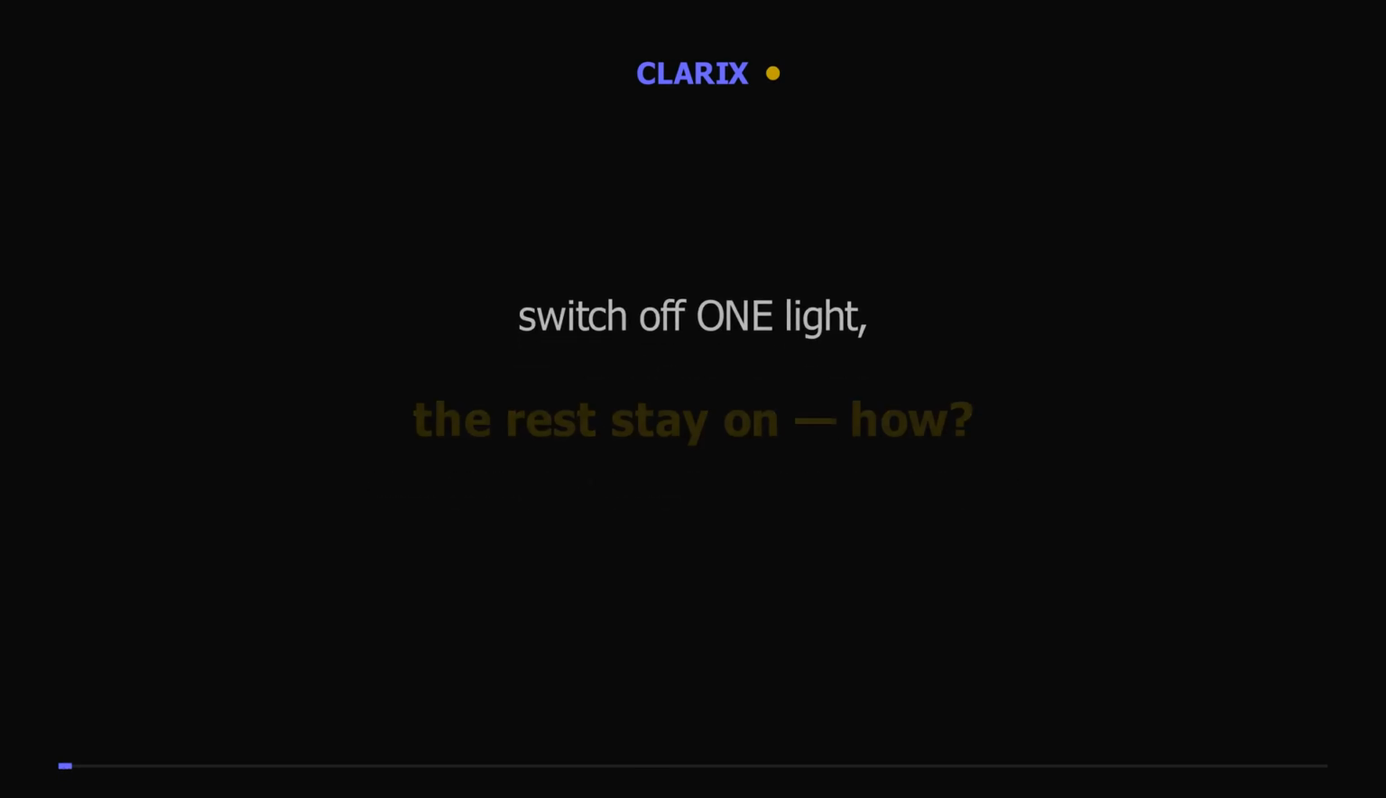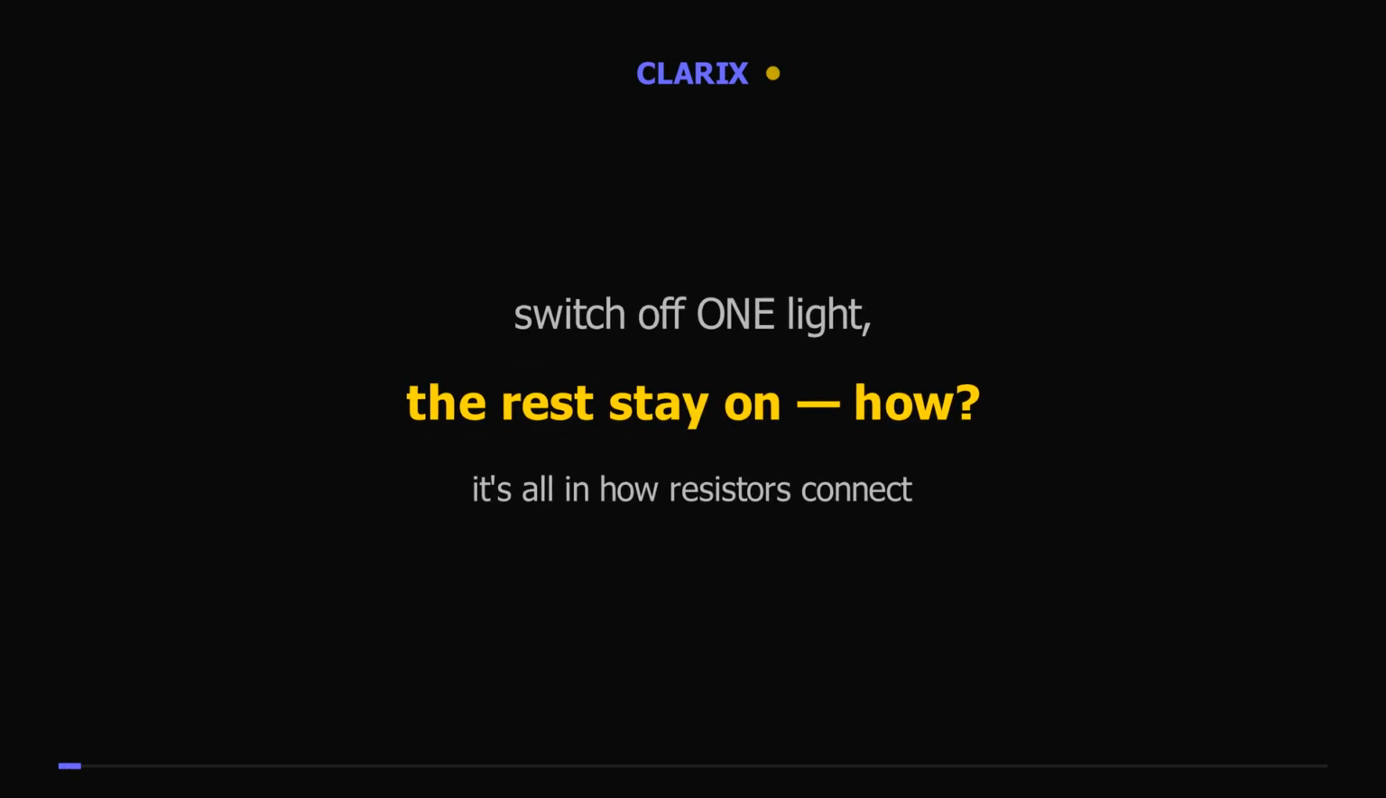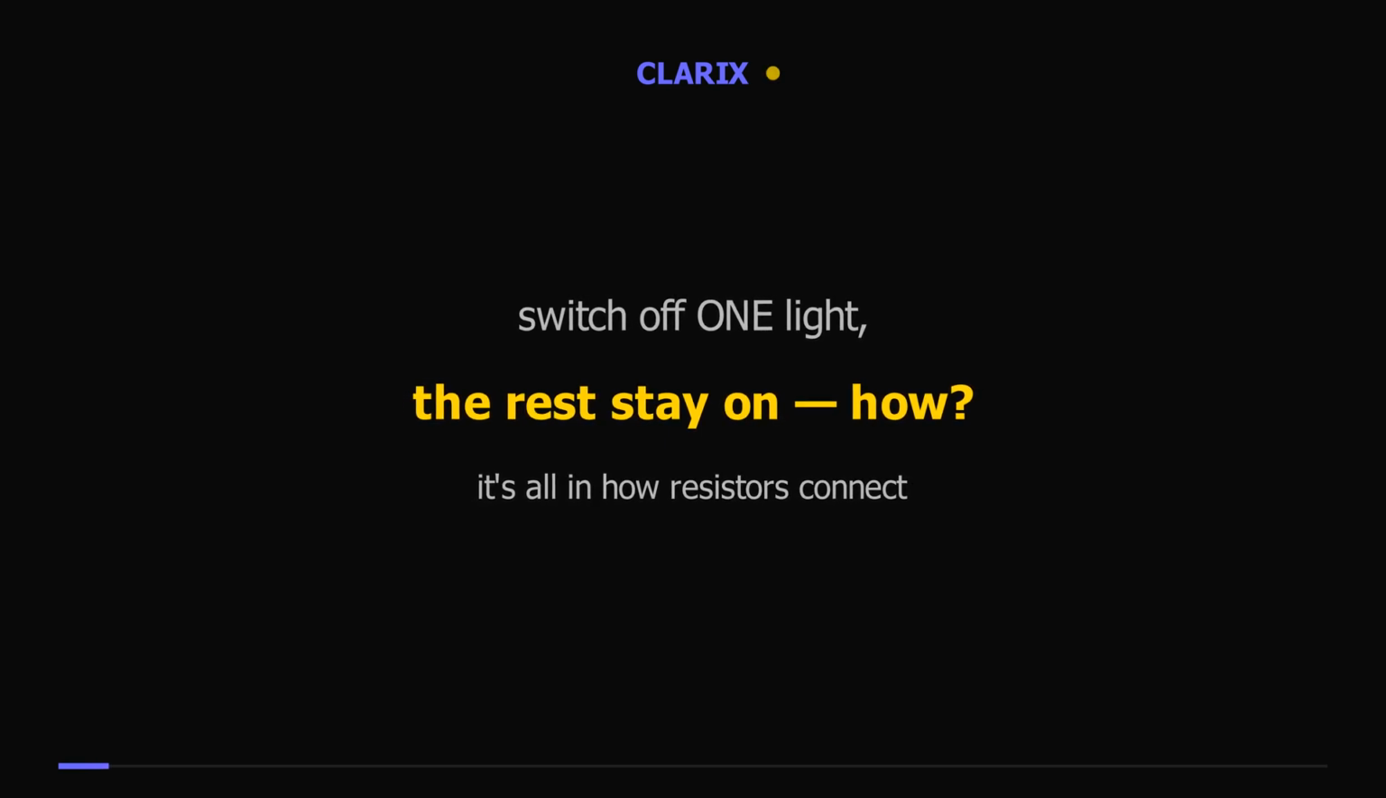Why can you switch off one light in your house without killing the rest? Why does a fuse melt to save you? And why is the wire inside a heater different from the wire feeding it? It all comes down to how resistors combine and what current does as it flows.